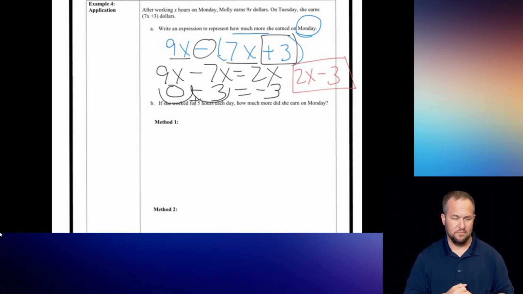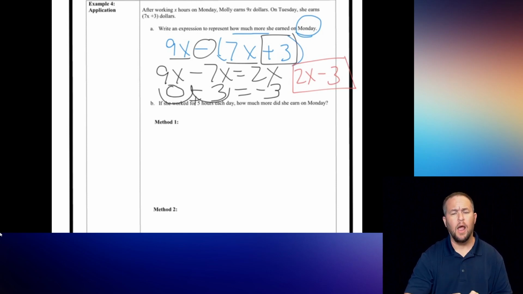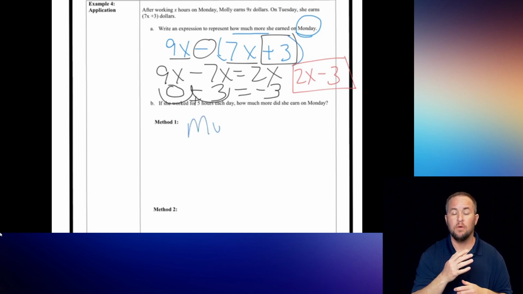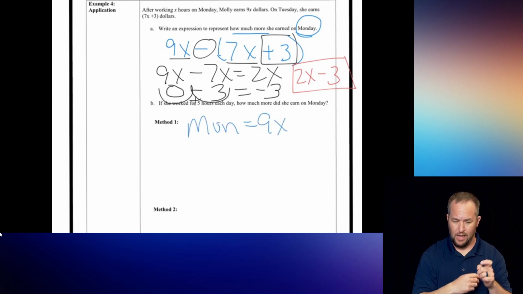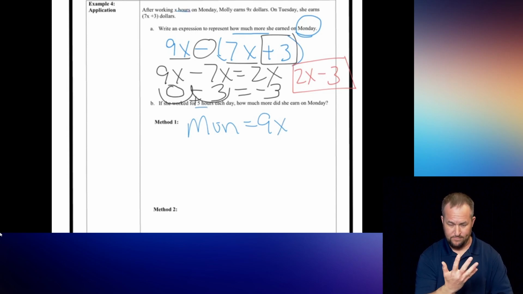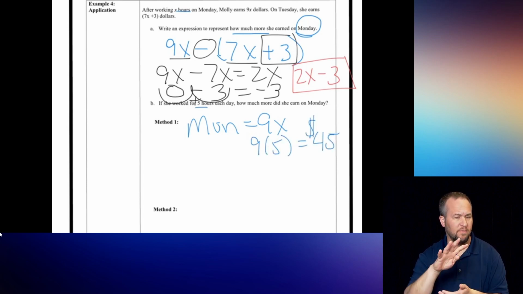The follow-up question says, if she worked for 5 hours each day, how much more money did she earn on Monday? Well, the first method would be to just use that 5 in each day. So Monday was 9x. If I take that 5 for the hours, which they told me was the x, then I would do 9 times 5, because they're hooked together. So that means she earned $45 on Monday.